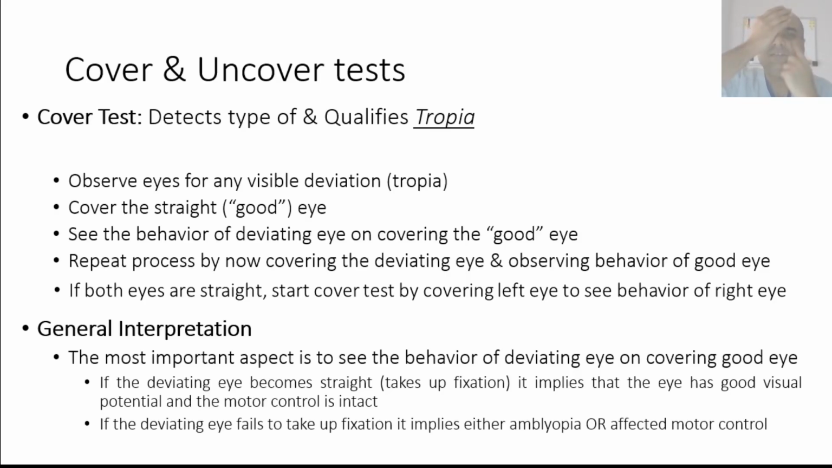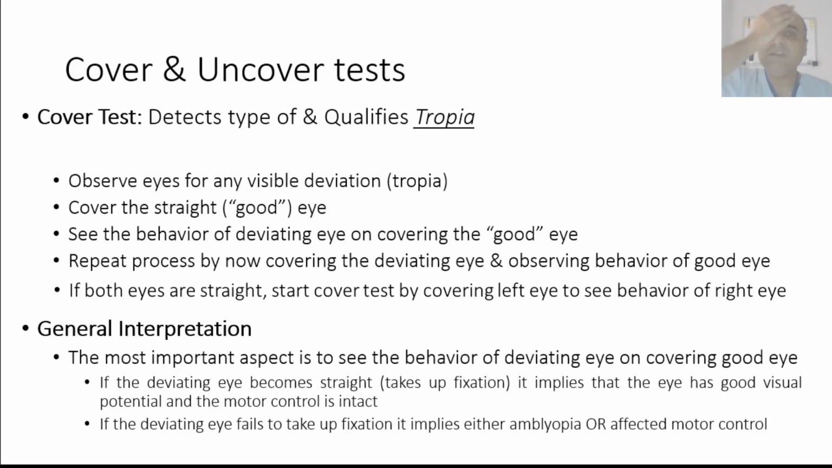One, there is visual potential in this eye. That is why it started seeing and it became straight. It became straight because it started responding to the stimulus, which it wasn't when both eyes are open. Why that is, we'll do that when we talk about squint at the end of the clerkship.